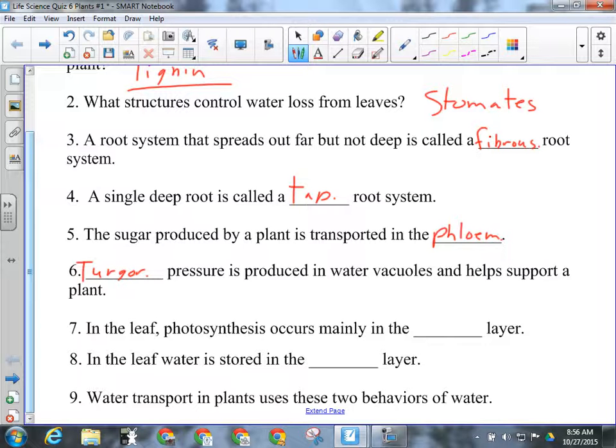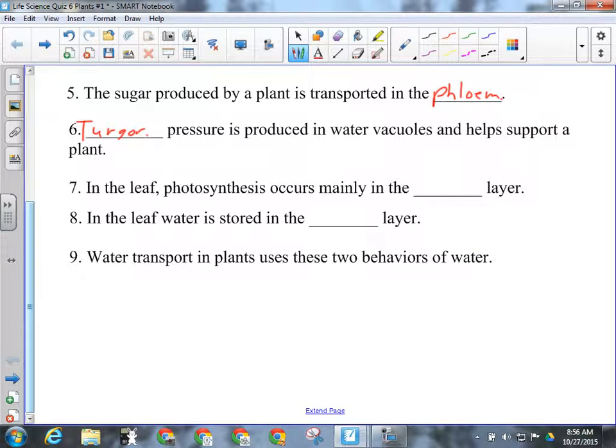Okay, in the leaf, photosynthesis occurs mainly in the palisade layer. In the leaf, water is stored in the spongy layer. And 9, we'll be out of 2 marks. The behaviors of water are cohesion and adhesion.